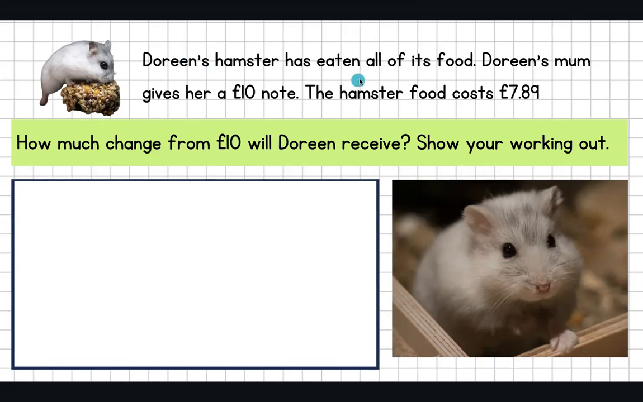Doreen's hamster has eaten all of its food. Doreen's mum gives her a £10 note. The hamster food costs £7.89. How much change from £10 will Doreen receive? Show your working out. This is requiring two things from you. Usually this will be worth 2 marks.